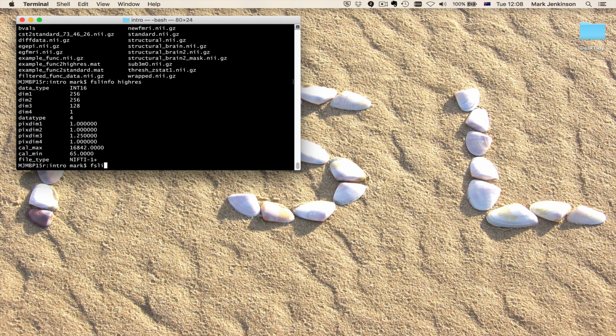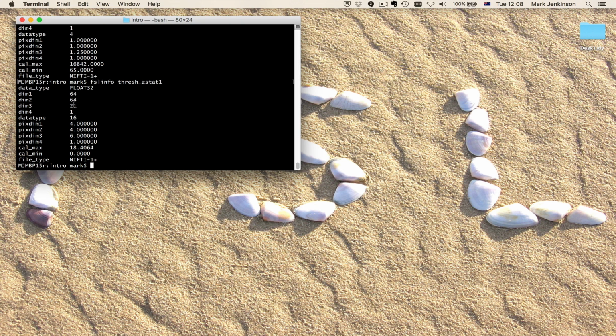If I look at a different image, so now let's look at thresh_zstat1, then you can see that it's a 64 by 64 by 21 image with 4 by 4 by 6 millimeter voxels, which are huge. This is quite old data. And this one is now stored as float 32, which is common for most of the analysis outputs, because we want to store values like a Z value of 3.2, for instance.